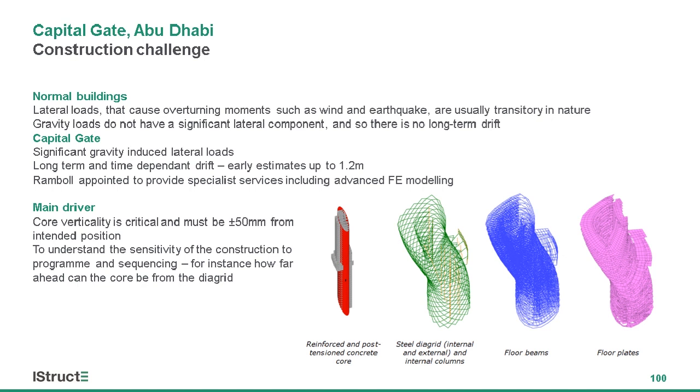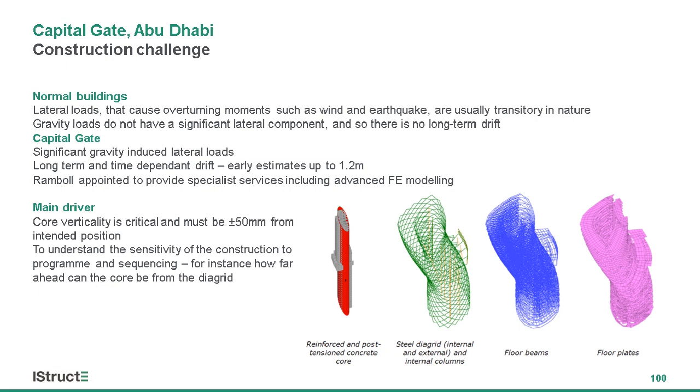But I suppose the key thing with this building is that normal buildings don't have lateral loads that cause long-term drift. The only things they might have to resist are wind and earthquakes. Capitol Gate is different because of its lean. There's a massive gravity load being applied to this, and the early calculations indicated that the core might lean as much as 1.2 meters.